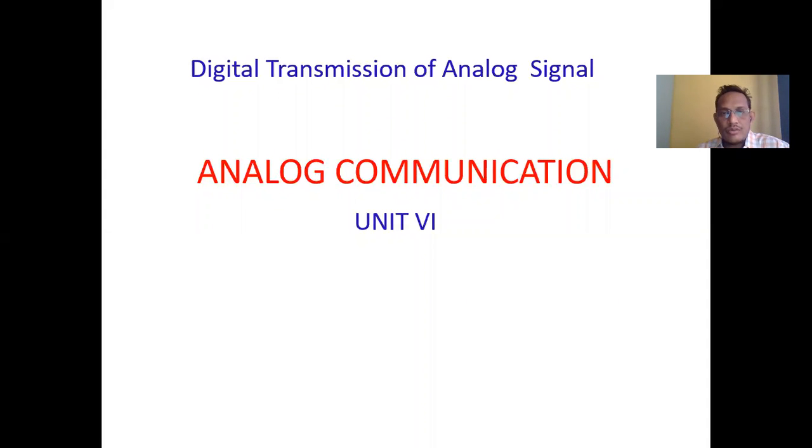So in this unit number 6, we will define how to convert these analog modulation techniques, that is amplitude modulation, in terms of any type of digital modulation. That's why the name is given digital transmission of analog signal. So in this case, we will convert any type of analog modulation in terms of digital one. For that, we require 3 different cases. So we will define in detail stepwise.